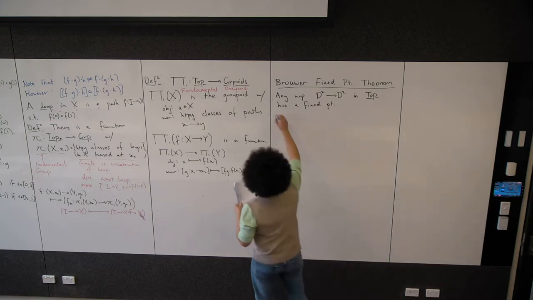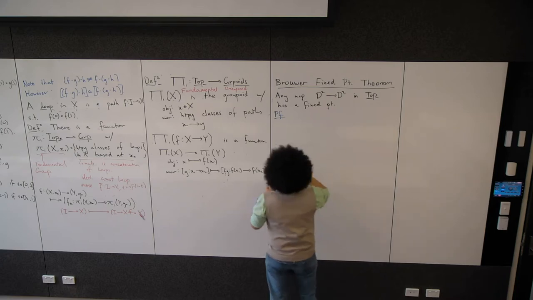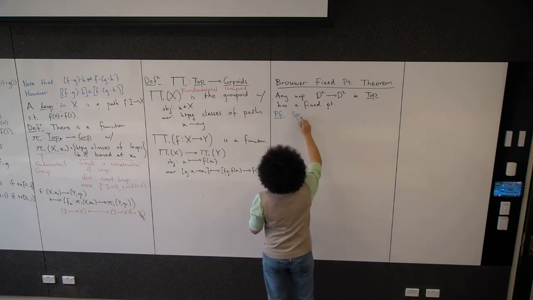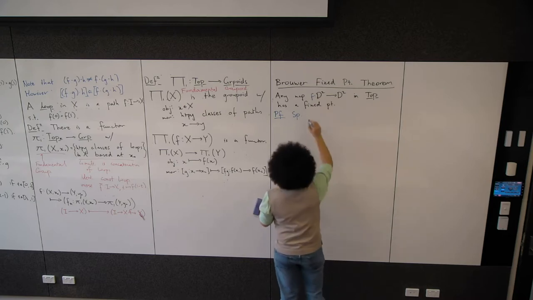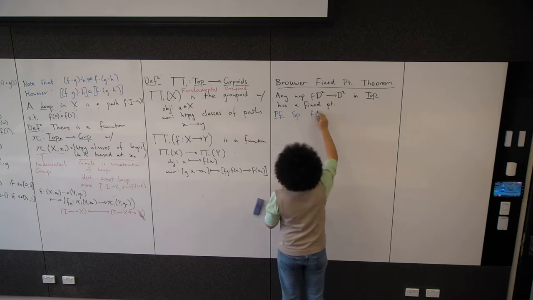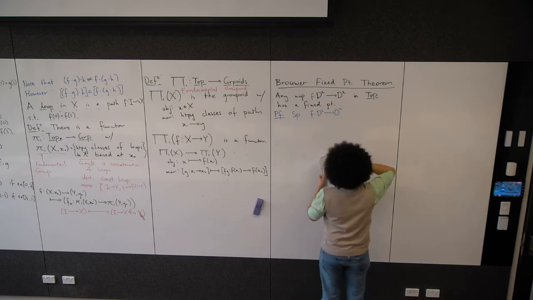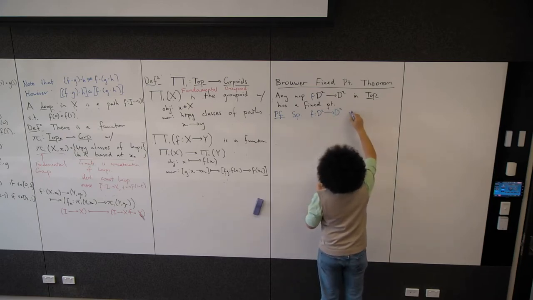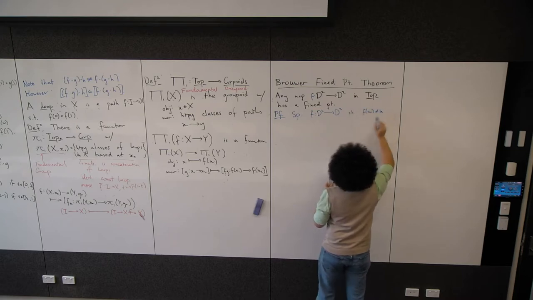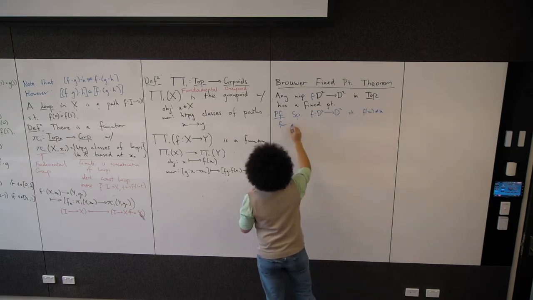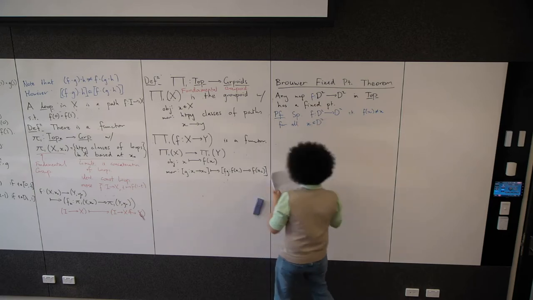All right, so proof. Suppose, and we'll call this map F, suppose that we have such a map for which this is false. So we have such a map such that F of X is not equal to X for all points in the two disc.